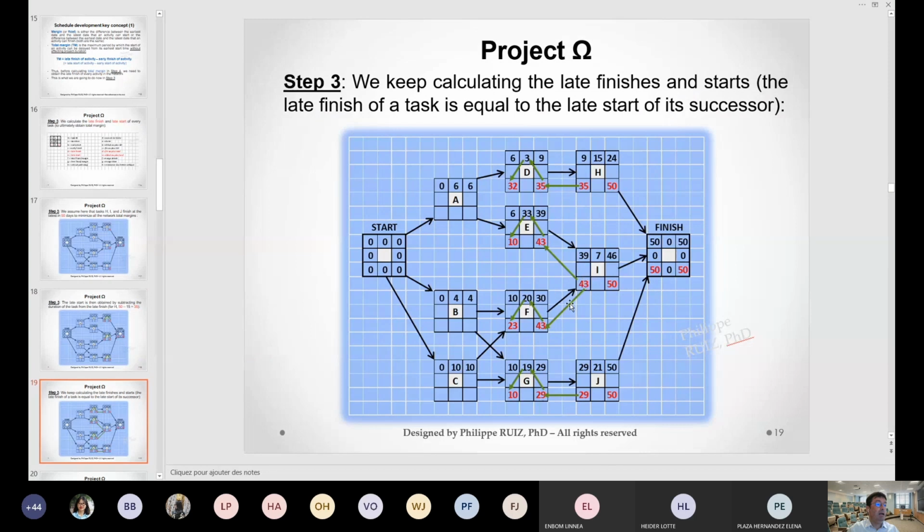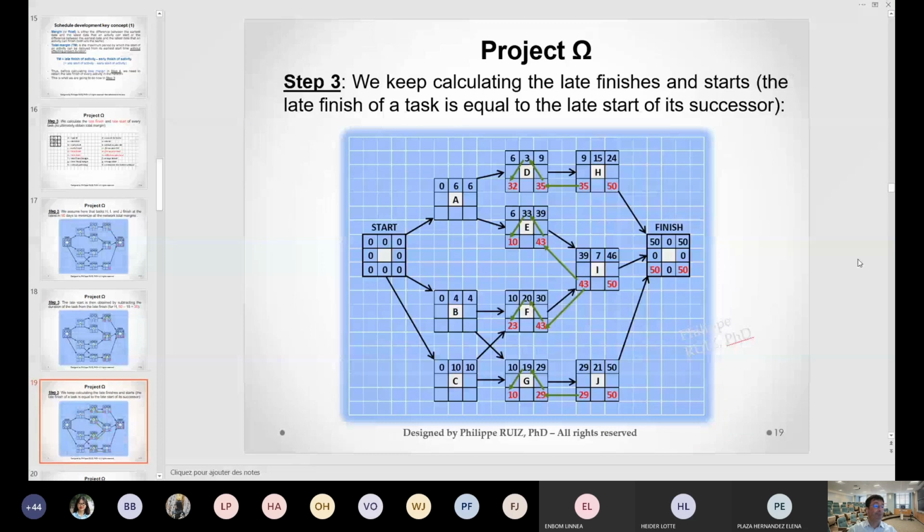Same here. I will impose here 43, 43 minus 33. As I told you already, it's my late finish. I'm going to be able to compute the margins here. 35 minus 9 is going to be my margin. But I'm going to continue before I show you how to compute the margins for everything. So I'm going to keep computing my late finishes and late starts. Okay, 43 minus 33 is 10, 43 minus 20 is 23, 29 minus 19 is 10, and here I've obtained for D, E, F, and G all my late starts. So 32, 10, 23, and 10.